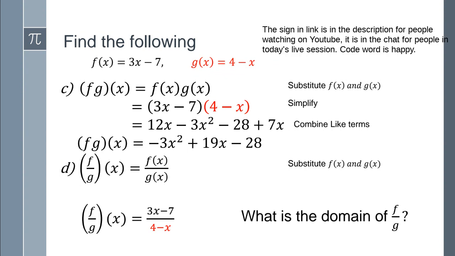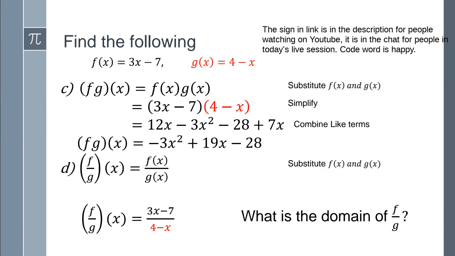Okay, can I simplify? Can I do anything to this fraction? Well, the answer is no. There's nothing that they share that I can cancel or eliminate or reduce. So then that is my answer. The answer of f divided by g is just 3x minus 7 over 4 minus x.